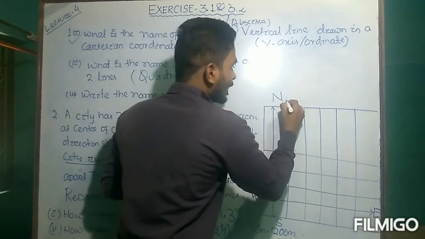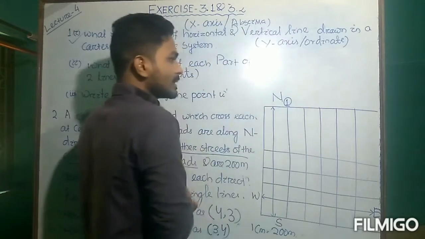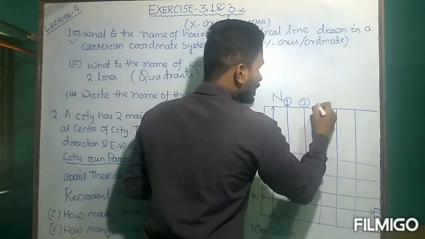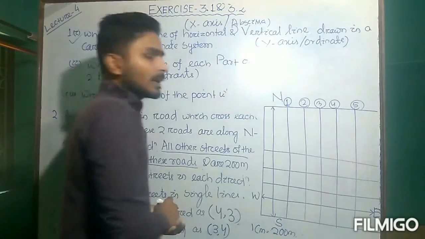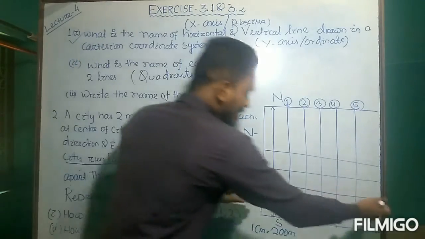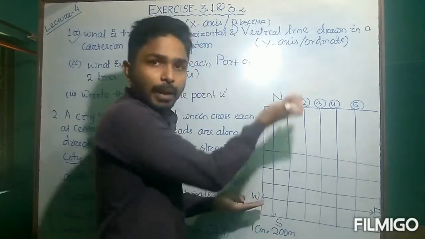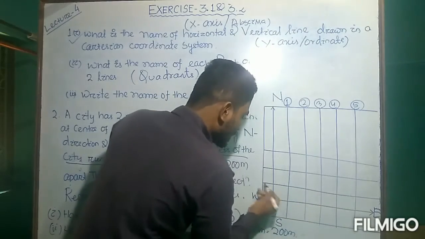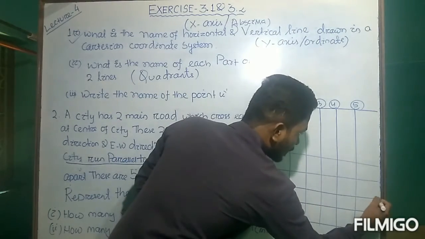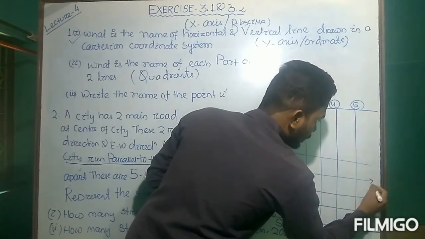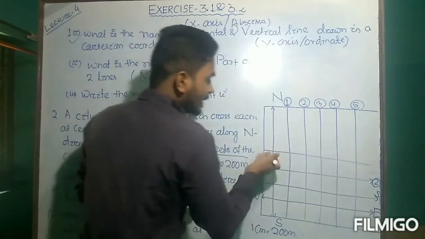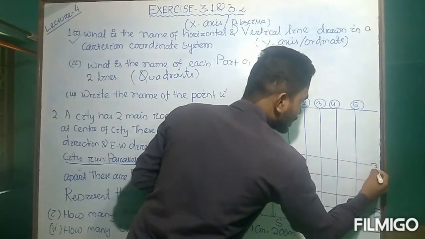Understood? So first, naming the streets by number. This is the first, second, third, fourth and fifth. Clear? Similarly, in the east-west direction there are also 5 parallel streets. So this is the first street, you can say 1. This is the second street. Okay, so second, and this is your third street.